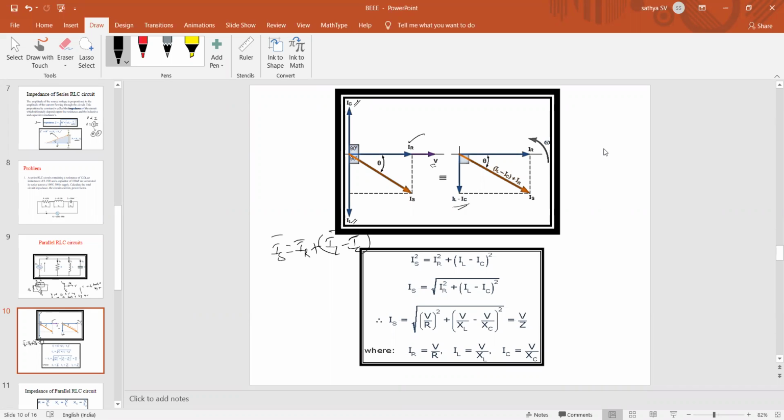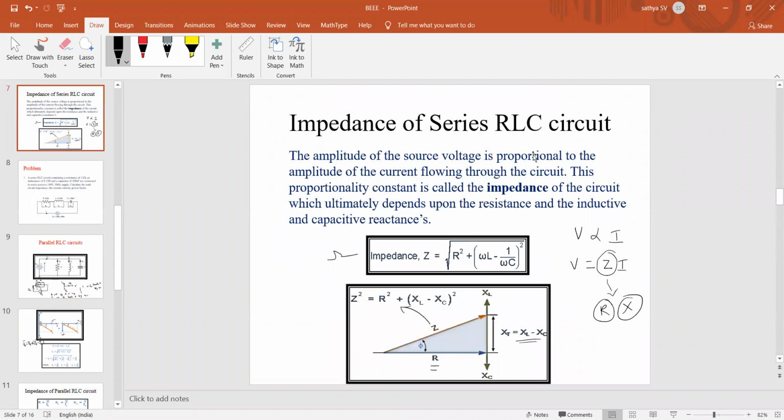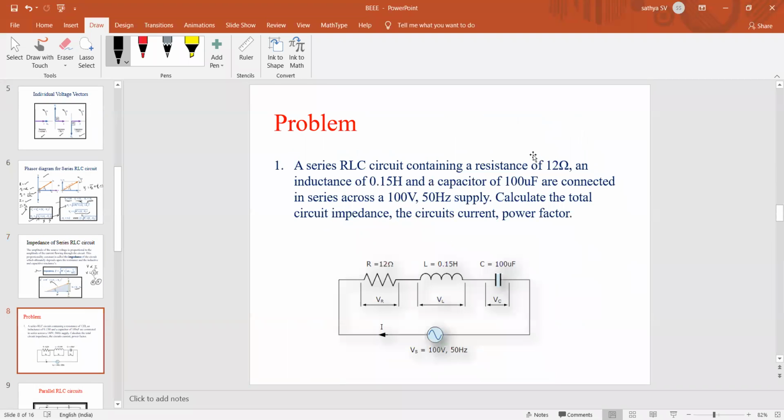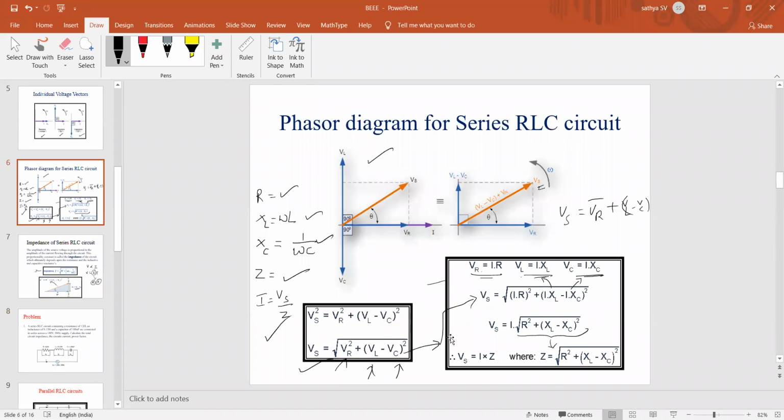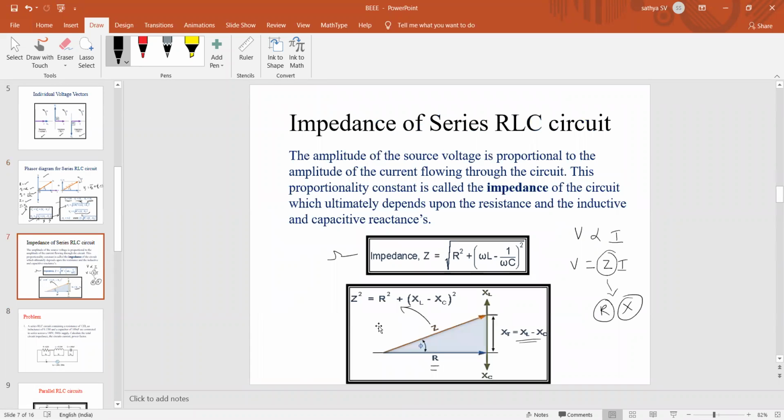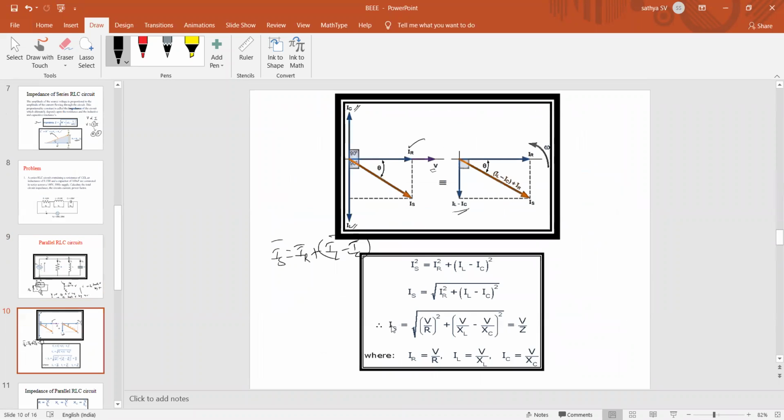One doubt, sir: why are you shifting the positive to negative? Why can't we shift the negative to positive? That means IC minus IL. Both are correct, no need to worry. But in order to make the similarity with what we did for series RLC, the expression should be like VR square plus VL minus VC. The same replica here I mentioned as IS equal to IR plus IL minus IC. So in order to form the same fashion, I changed the pattern. Understand now?